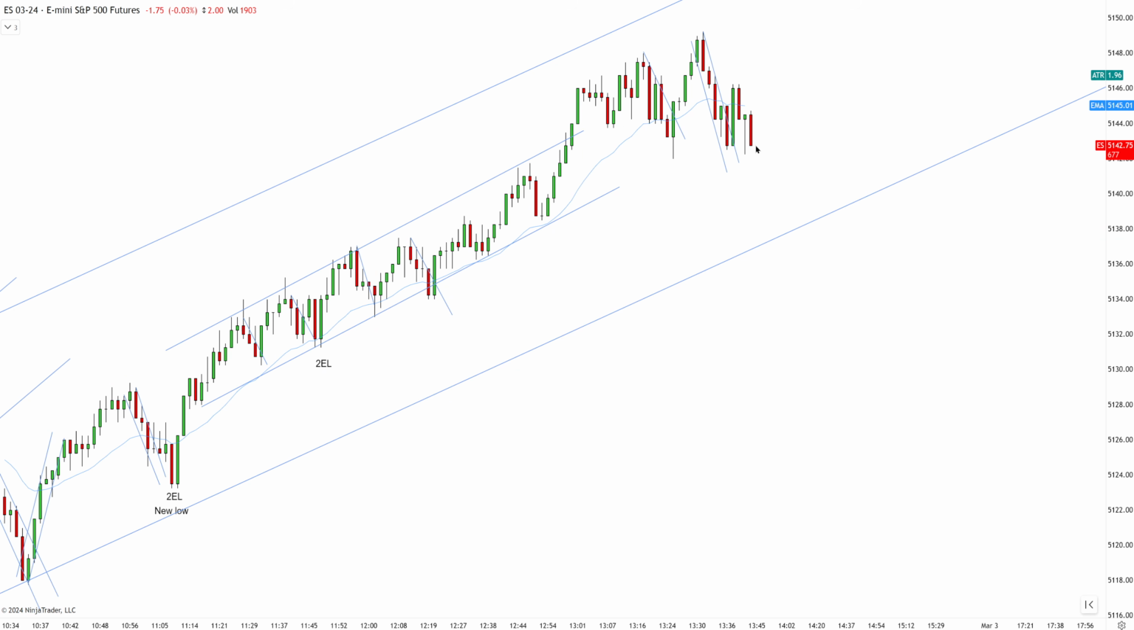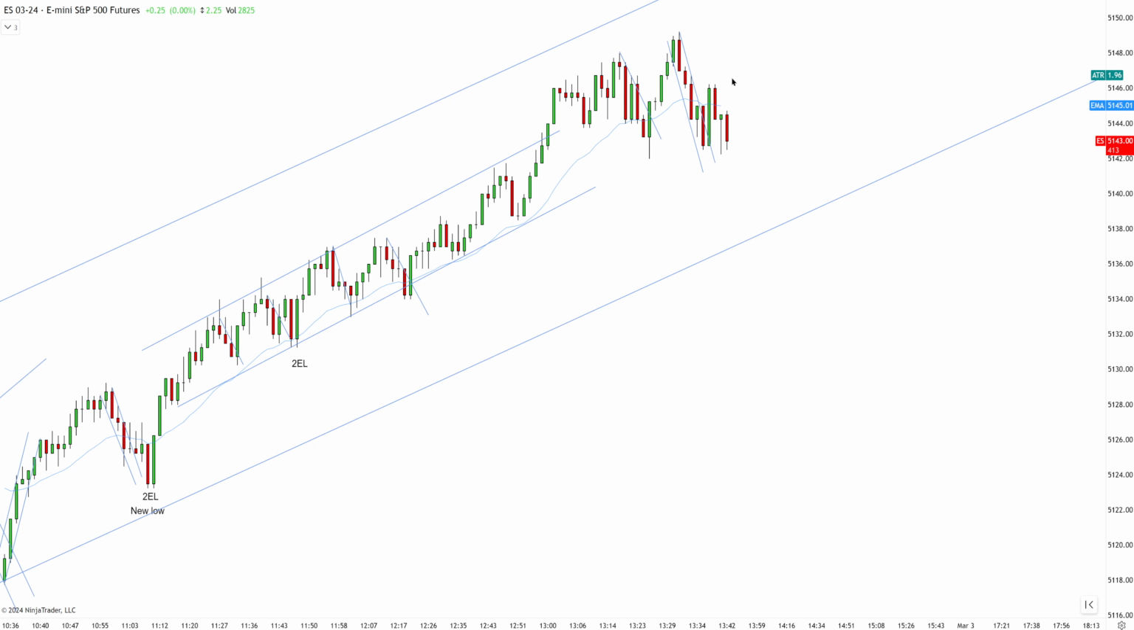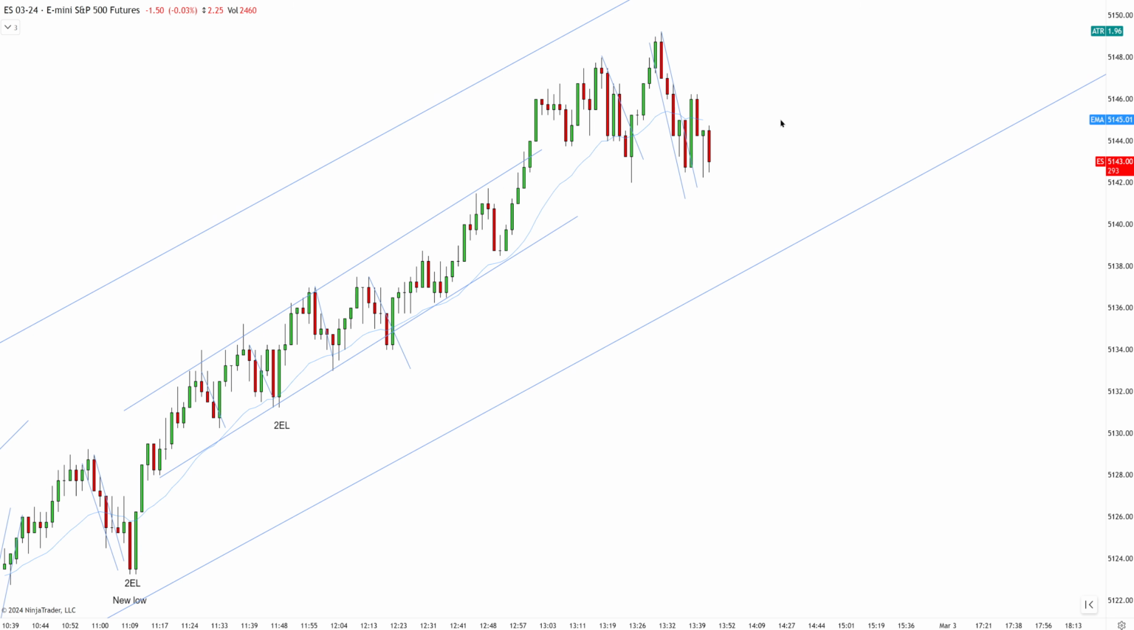Right, traders, we have a second entry long, but it's below the EMA. I don't really want to take it just yet. I need to see a push above the EMA and some high-low confirmation setup or possible failed second entry short. So we'll see if we can push back above the exponential moving average here.